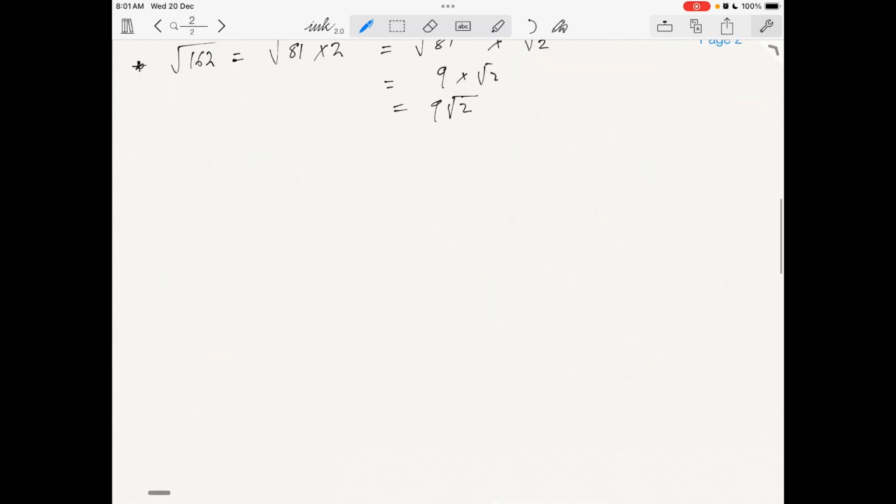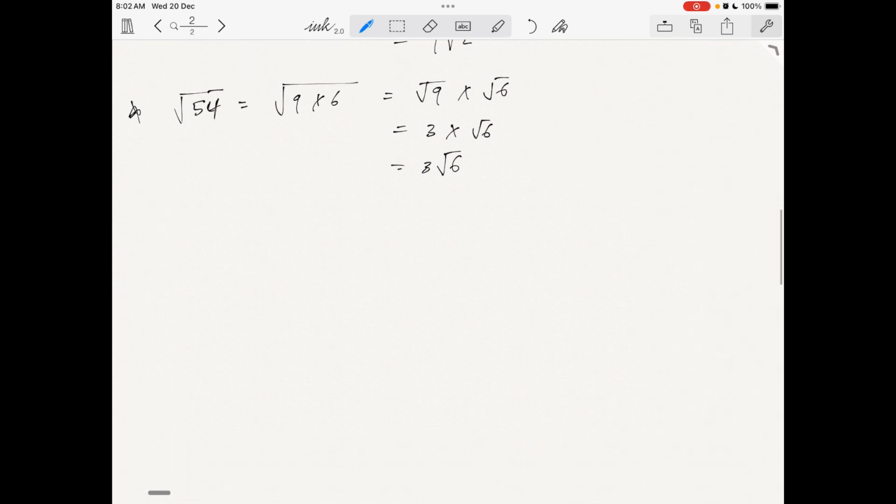So let's try another one. We are given root 54. 54 is 9 multiplied by 6, and this will give us root 9 multiplied by root 6. Root 9 is 3, multiplied by root 6. That will give us 3 root 6.